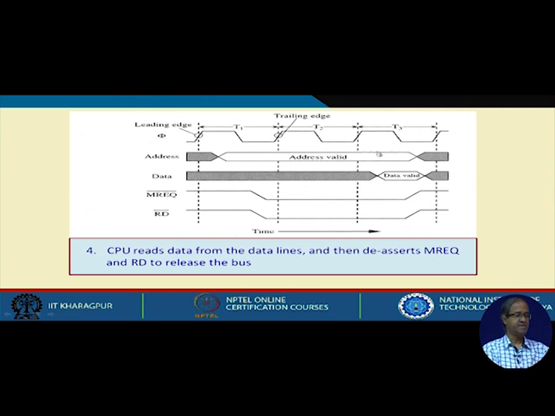So, this is synchronous because CPU knows exactly how much time memory will take to read the data. So, it is waiting for exactly that much time, it will expect that data is already there, it will read from the data bus. So, this is what is meant by synchronous interfacing. So, just to recall, CPU puts the address on the address bus, it activates read and memory request signal. Because it is synchronous, it knows exactly how much time memory will take. So, just after that much time it reads the data from the data bus and again deasserts memory request and read.